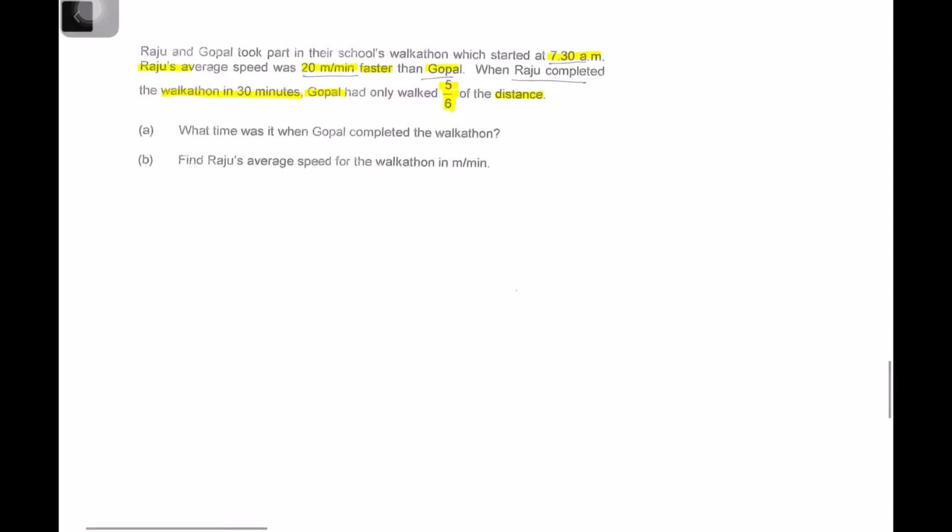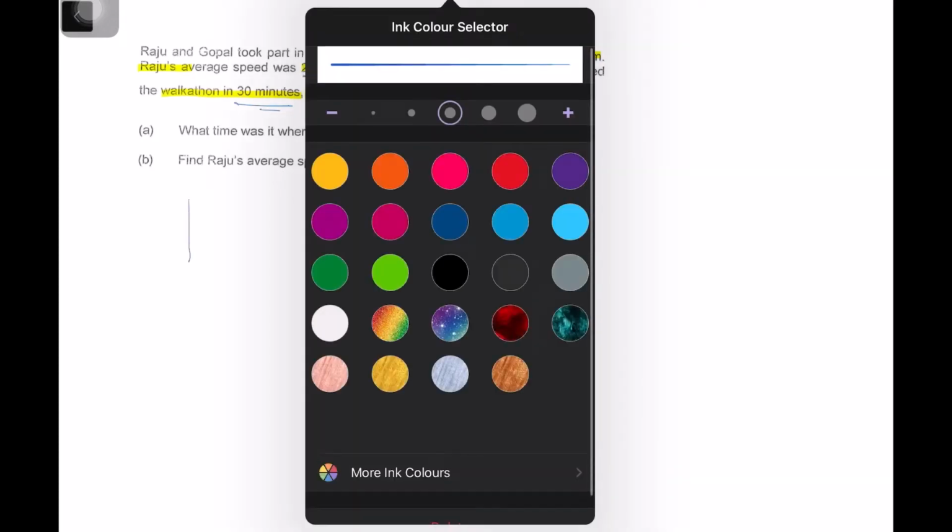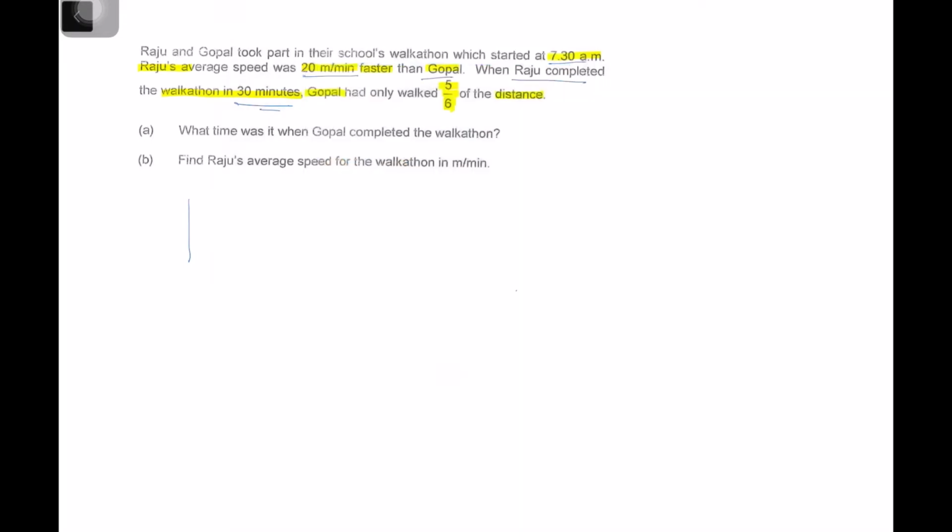So, we have annotated the question. The walkathon started at 7:30 a.m. Raju walked 20 meters per minute faster than Gopal. And then Raju completed the walkathon in 30 minutes, and Gopal had only walked 5/6 of the distance. So if we use a scale to represent this, we have 1, 2, 3, 4, 5, 6. So now we have 6 parts.